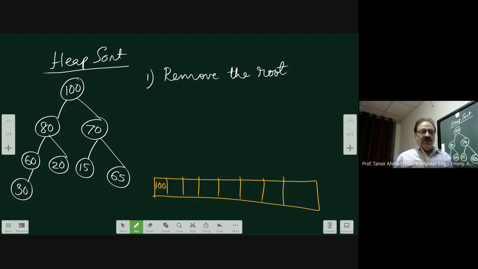And when I remove the root, I have to find a new root. Now, the process is simple. When I find a new root, I replace it with the last element. The last element means the last element in the array. When I have an array containing 100, 80, 70, 60, 20, 15, 65, and 30, 30 is the last element. Therefore, we are replacing the root by 30, and at that time we are deleting this 30.